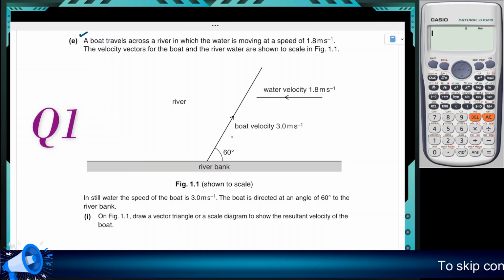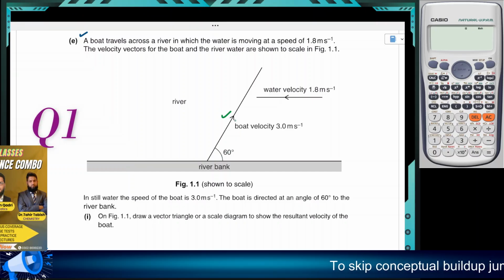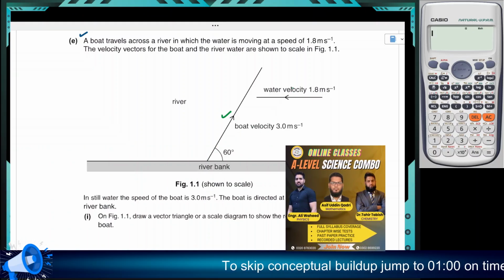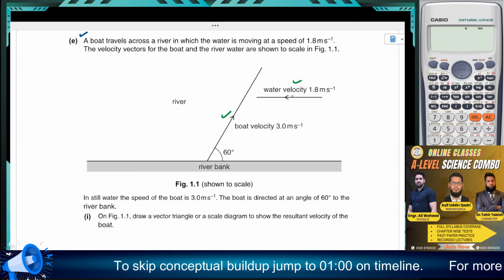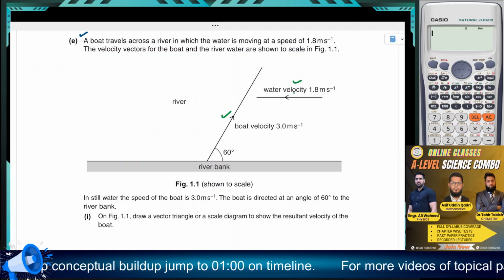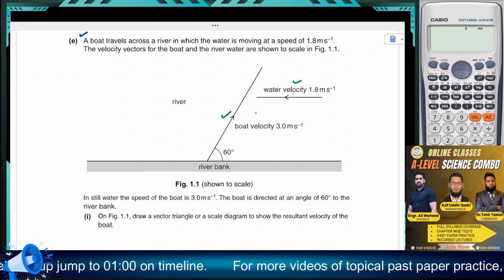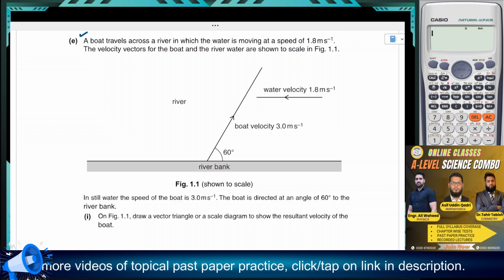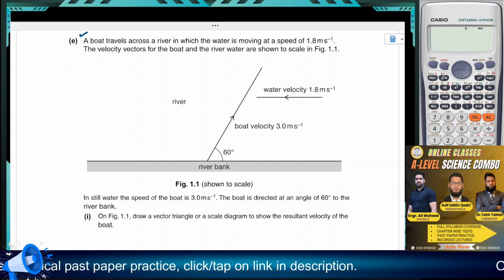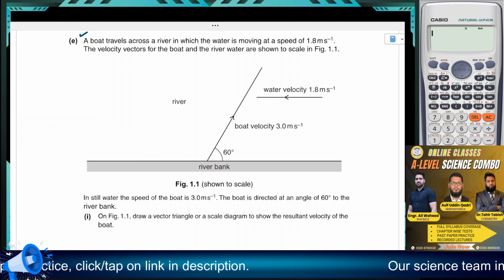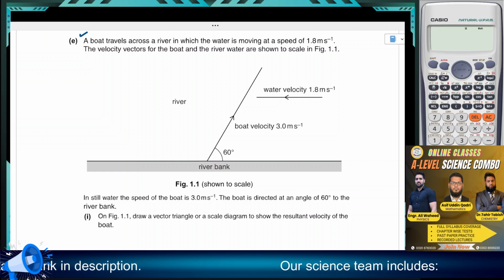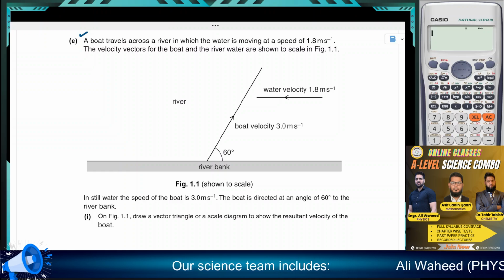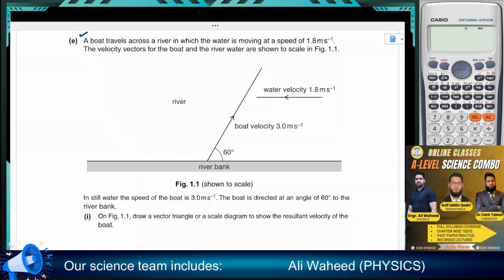Then the vector diagram is given. I can see two vectors. The first one is the velocity of the boat, and the second one is the velocity of the water, which I assume is working against the boat. On figure 1.1, draw a vector triangle or a scale diagram to show the resultant velocity of the boat.